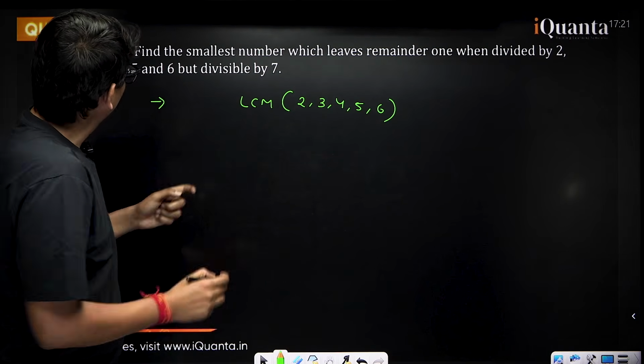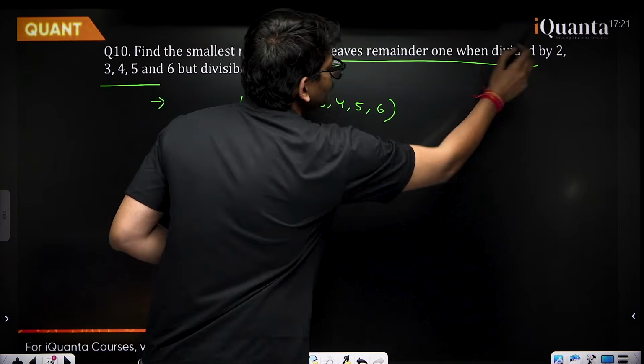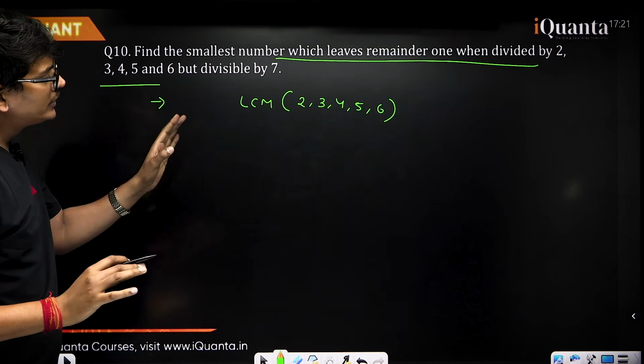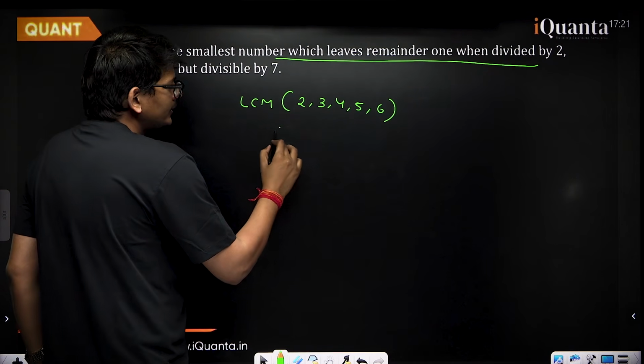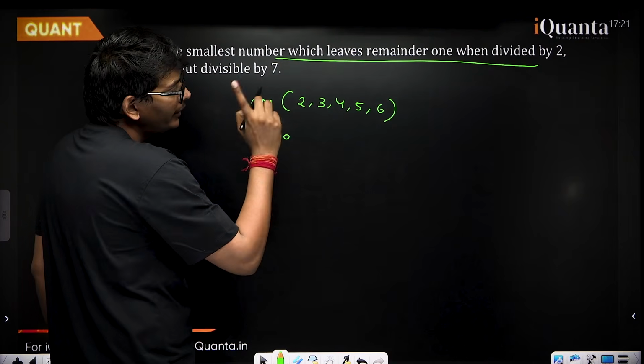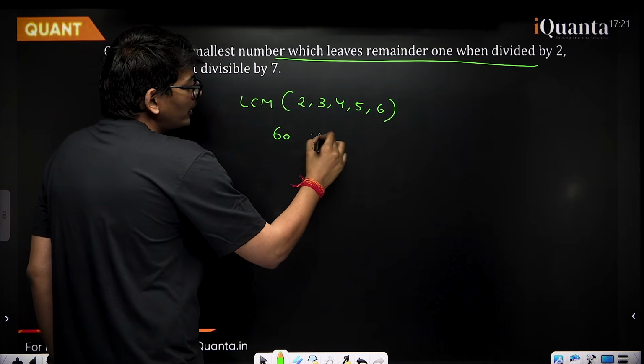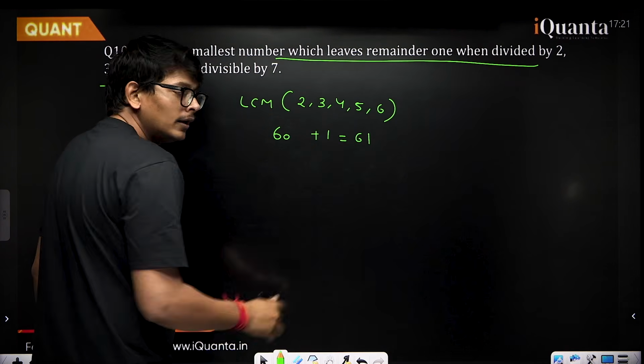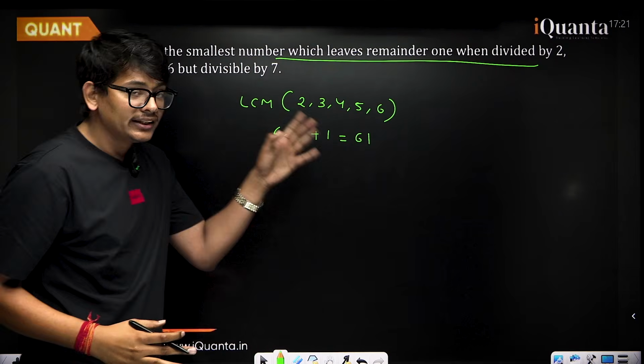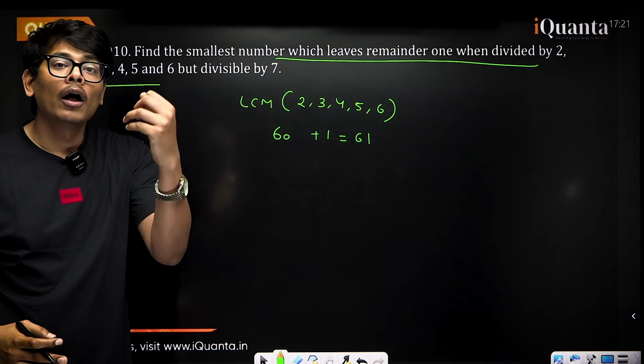First I am solving till this part. Okay. So LCM of 2, 3, 4, 5, 6, that is 60 and remainder 1. So the smallest number will be 61. Now I have to check whether this number is a multiple of 7 or not.